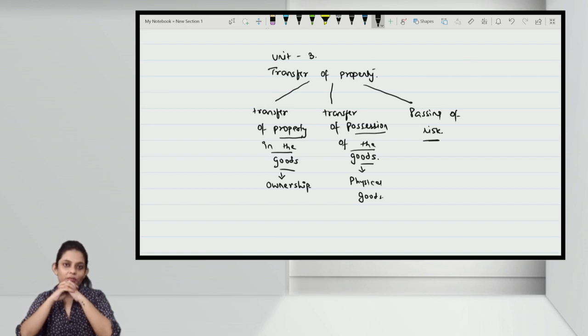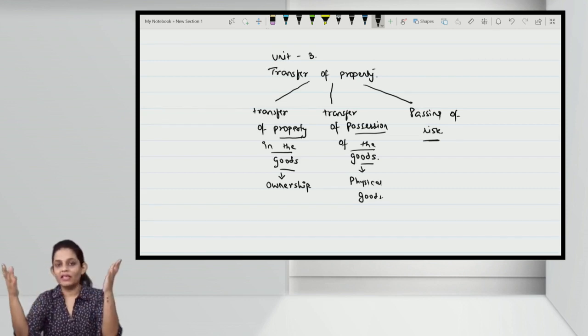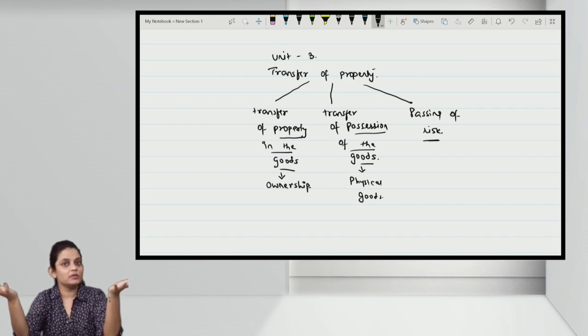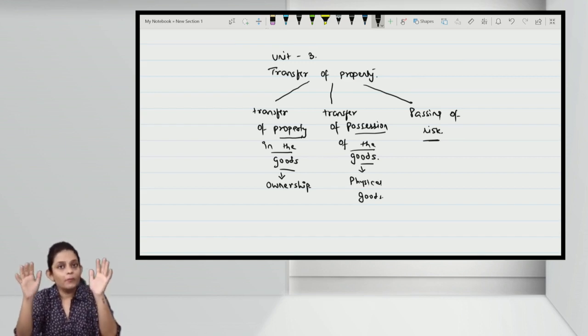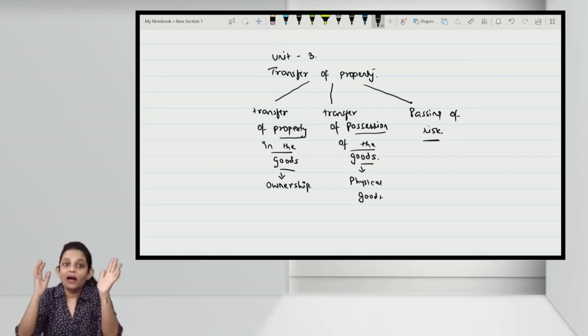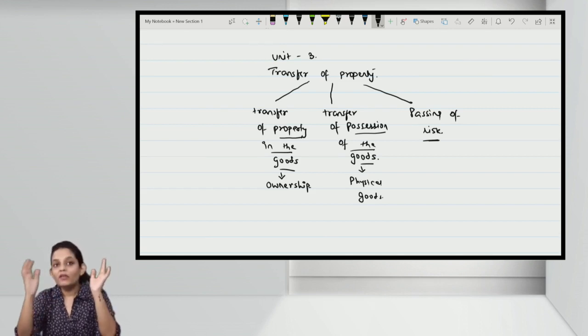B is the owner. Yes, B is the owner. But can I say here S is at fault? Because B was ready to take the delivery, but S was not in a position to deliver the goods. So whose fault is it? S. So who will bear the loss? S. Risk is generally borne by the owner, but if any party is at fault, the defaulting party shall bear the risk.